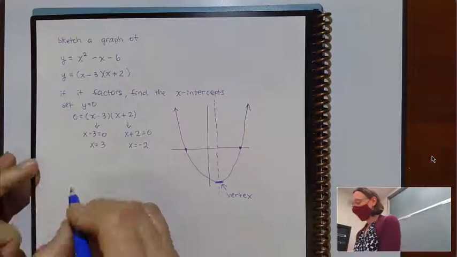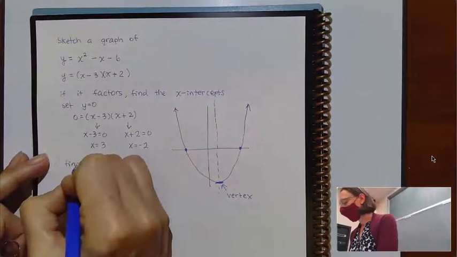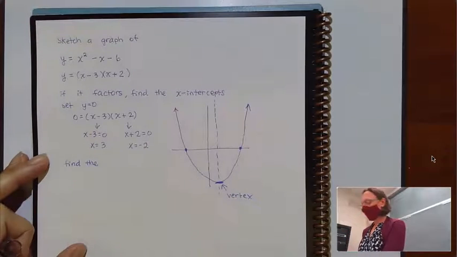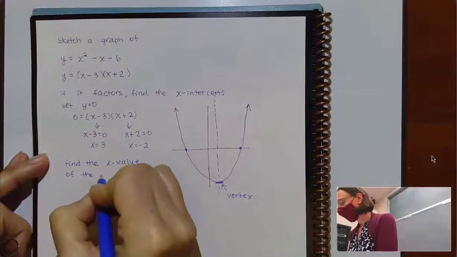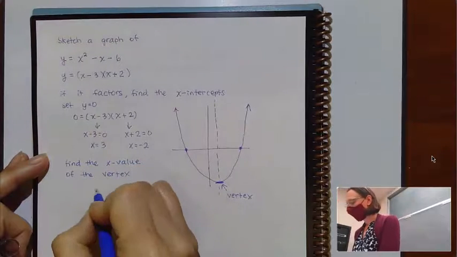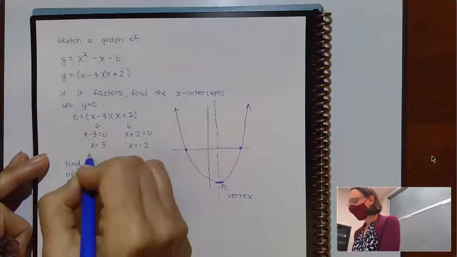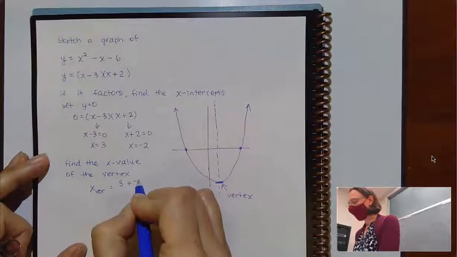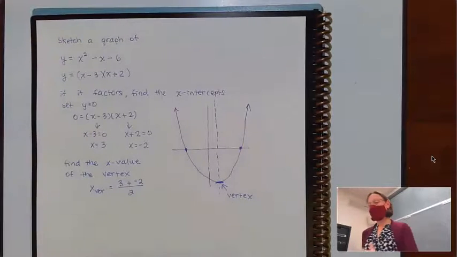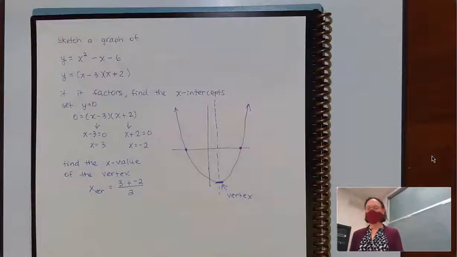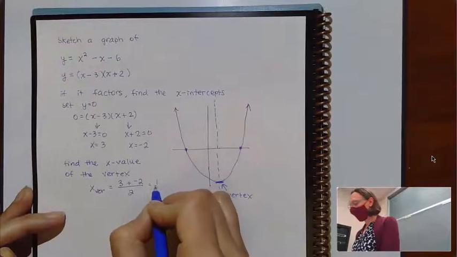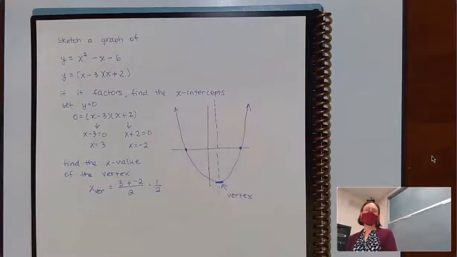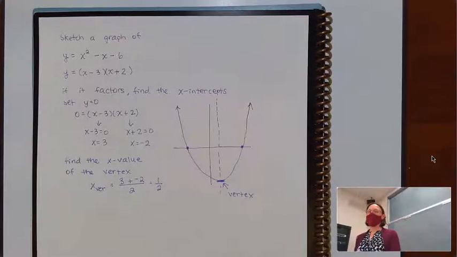So if I have my X-intercepts, then we can find the vertex, or at least the X value of the vertex. We can find the X value of the vertex by looking at the average of the two X-intercepts, because that's how I would find the number that's in the middle. So 3 plus negative 2 on top is going to give me a 1/2. So the X value of my vertex should be 1/2. And if I plug that back in, I could get the Y value for my vertex.